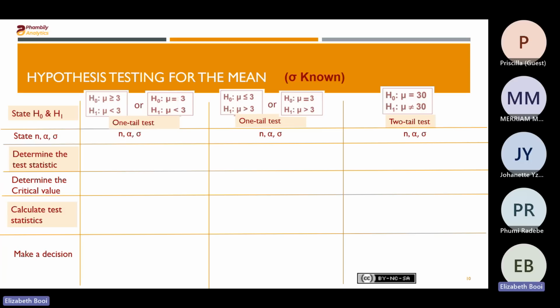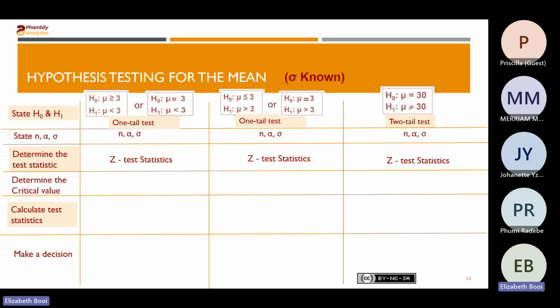Because our population standard deviation is known, we know what the population standard deviation is, what our sample size is, and what our level of significance is, because they would have given all those things to you. Then we can state what the test is. Because the population standard deviation is known, our test will be a Z test.